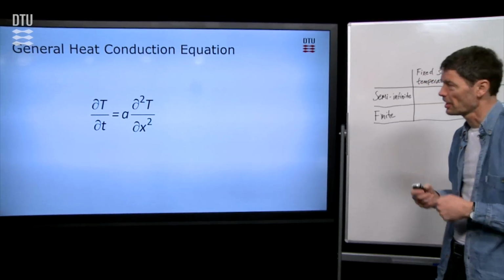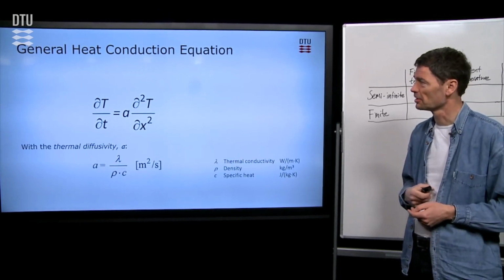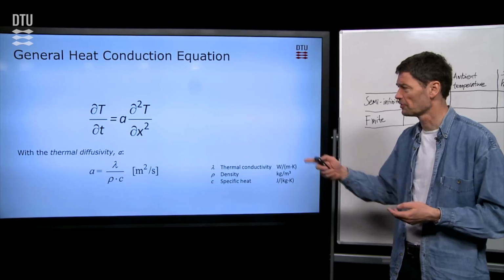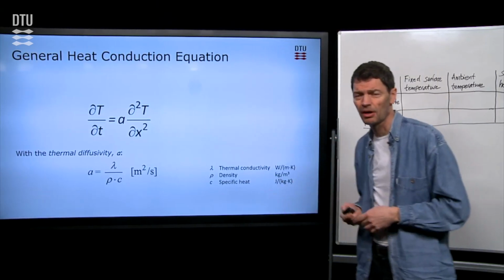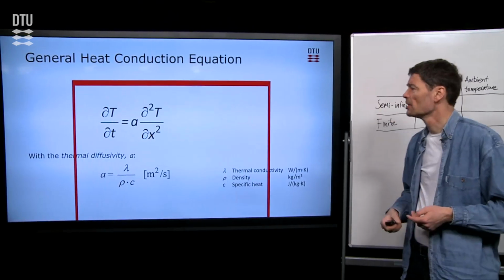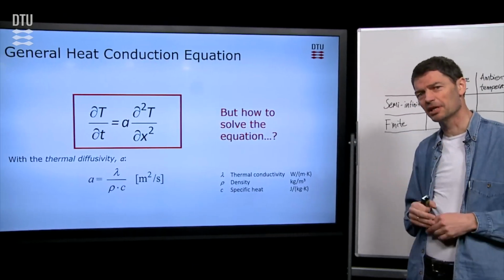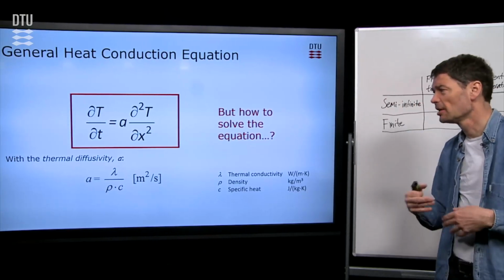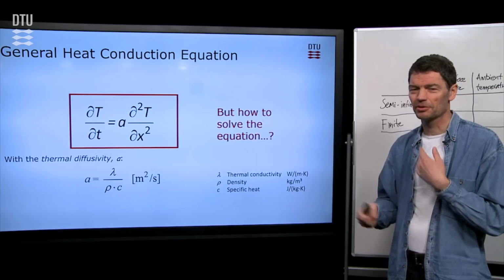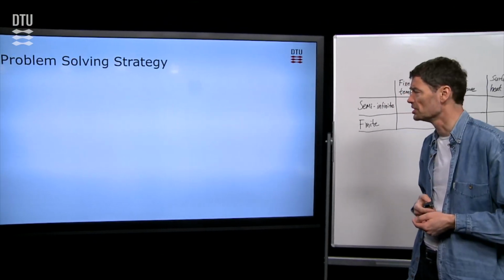So as we start the lectures, we talk about this general heat conduction equation, a parabolic differential equation, where we should find the temperatures as functions of time and space, t and x. So we need a thermal property, which is the thermal diffusivity of the material in which our heat conduction takes place. But this equation is not straightforward to solve, so that's why we have this lecture, about how to solve the equation.